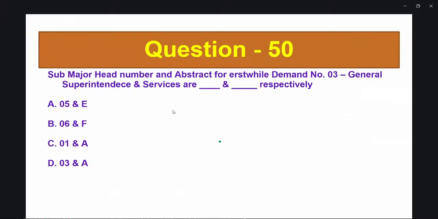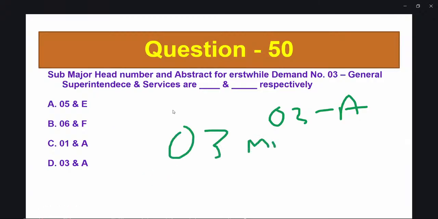Last question, and time is also up. Another 2 minutes, please attempt. Just now we discussed abstracts. 03 is nothing but A. So what is the rule for sub-major head? The demand number 3 minus 2 is equal to sub-major head 1.